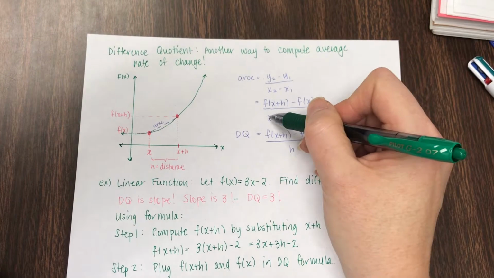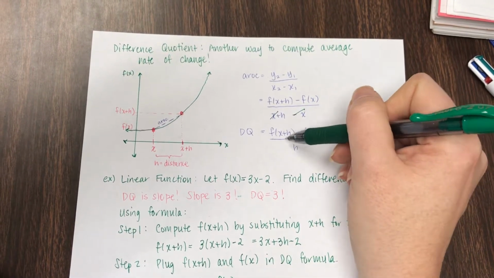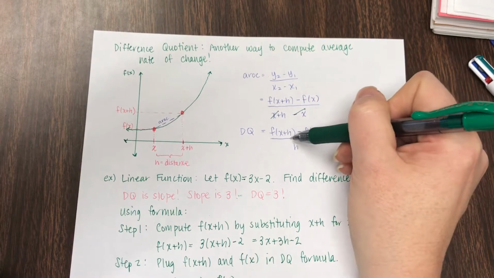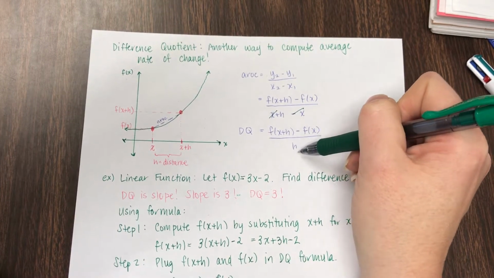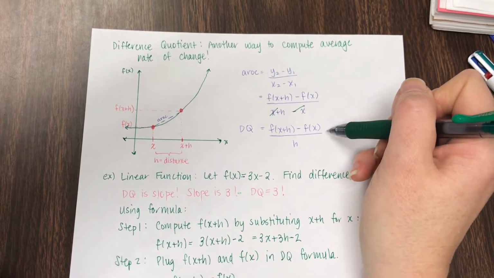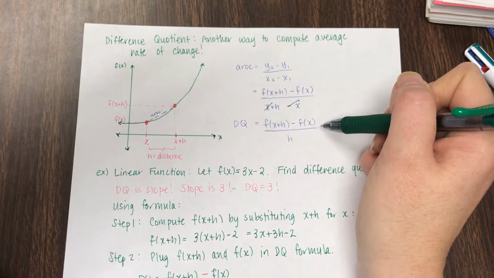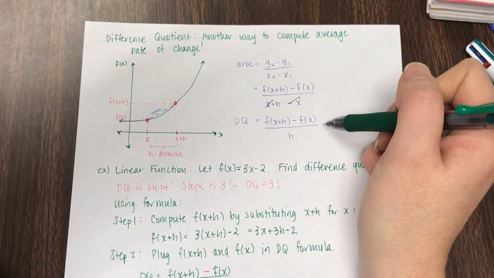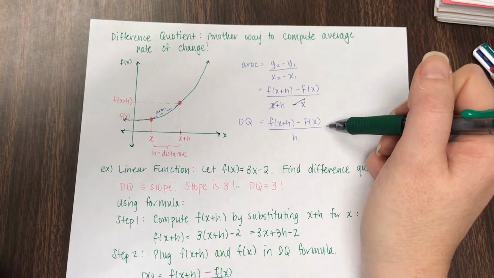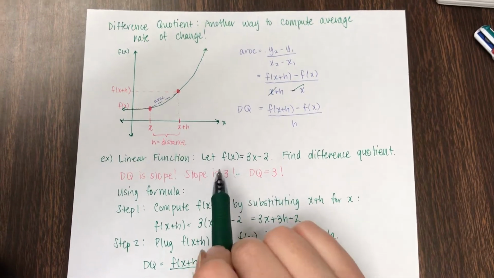Now what you might notice in the denominator is that this x and this negative x cancel, so this simplifies to the distance h in the denominator, some movement away from x, and f of x plus h minus f of x. This is a major calculus formula. When you get there, that's what you're going to be using. So I want to show you 2 different examples. One where you don't need the difference quotient, but it's helpful to practice working it out, and then one where you do.